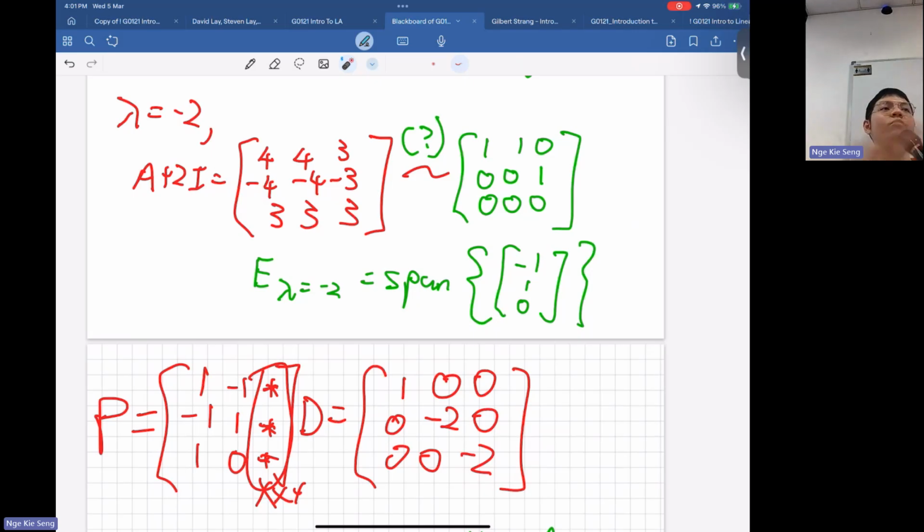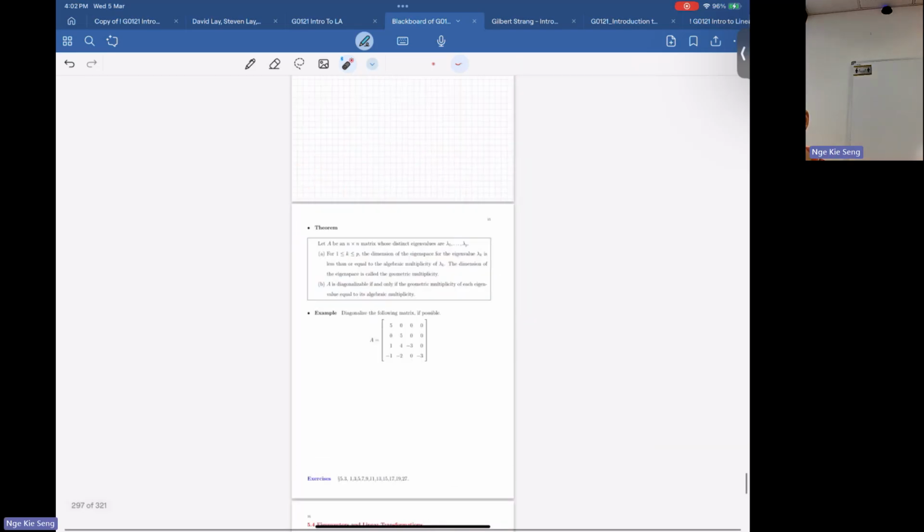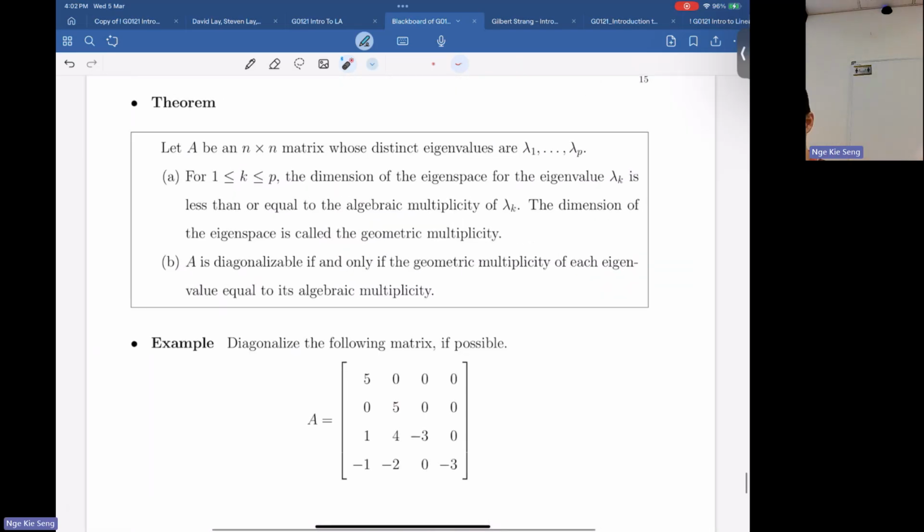If the eigenvalues don't repeat, for sure you can diagonalize. If it repeats, then you have a risk that the geometric multiplicity is less than the algebraic multiplicity. You see 2 here, or 2 negative 2, but only one dimension. So you need to be careful. I think this is the only thing you need to remember from this diagonalizable chapter.